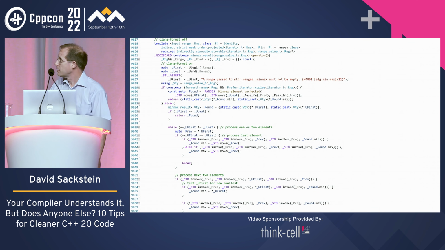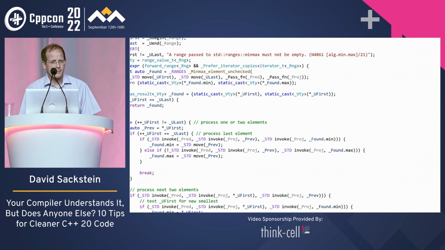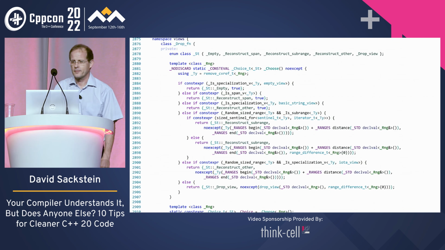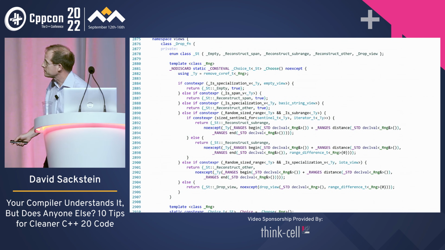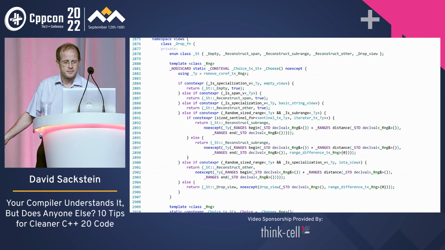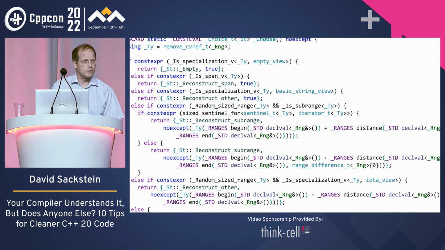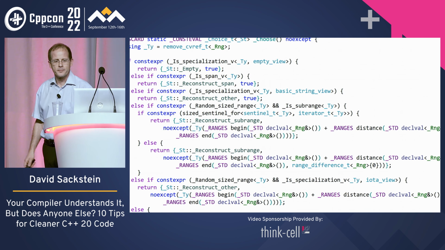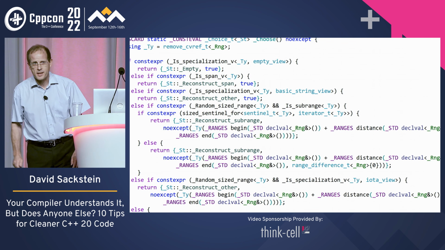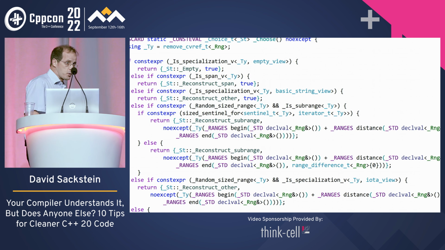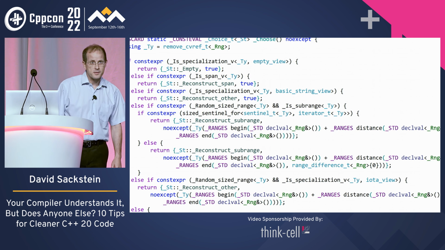This is algorithms. This is ranges. This is all excellent code from the library, and the compiler definitely understands it. But the question is, does anyone else?